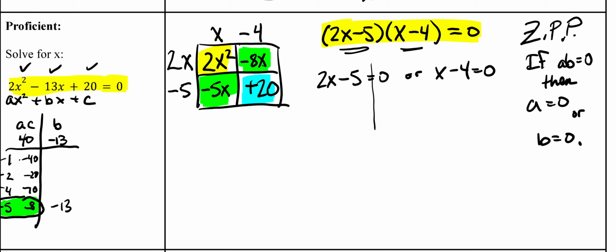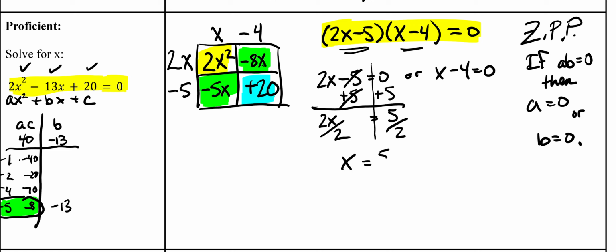And then I'll just solve these equations like we know how to do. Minus 5, the opposite of subtract is add. So I'm going to add 5, and that cancels that. And then I get 2x is equal to 0 plus 5, or 5. And then 2x is to multiply by 2, so I divide both sides by 2. And x then is equal to 5 halves.